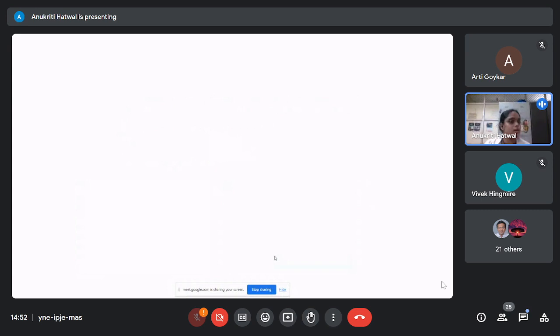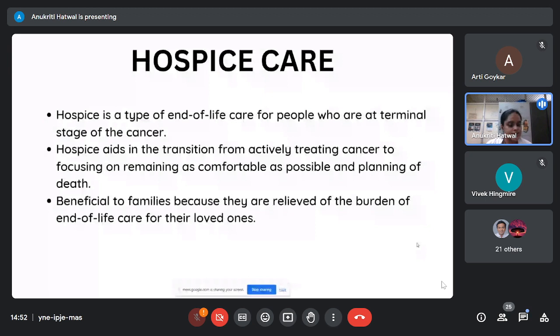This suffering is undergone by both the patient and the family members. Any person, regardless of age, type, and stage of cancer, may receive this type of therapy. Often people get confused between palliative care and hospice care. So, hospice care is a type of palliative care. Hospice care is end of life care for people who are at the terminal stage of cancer.